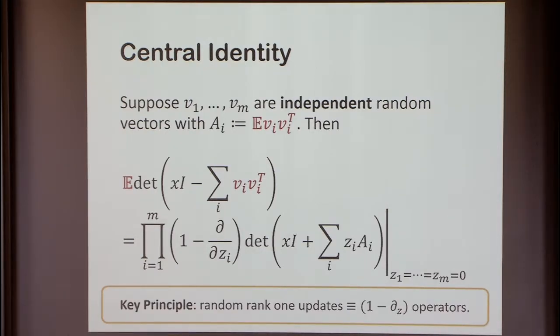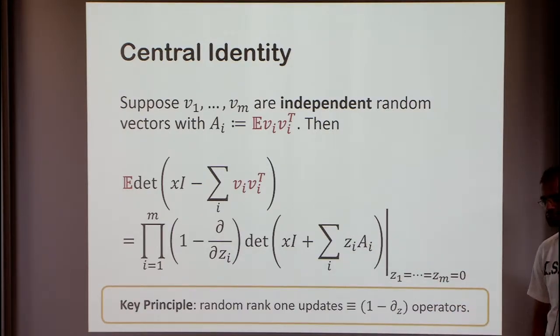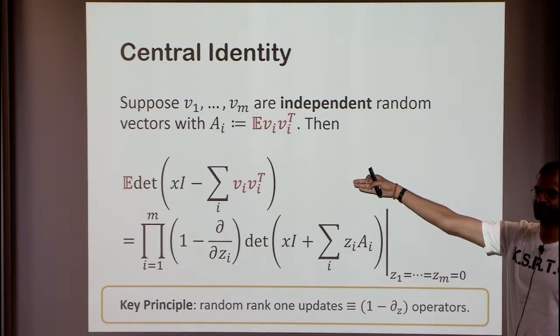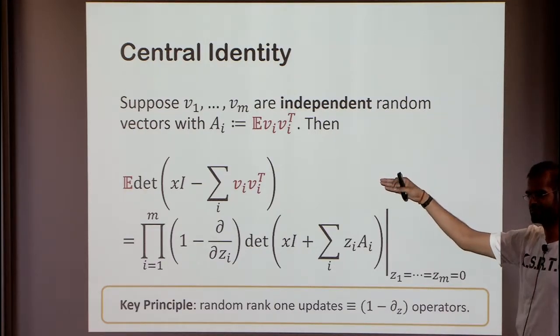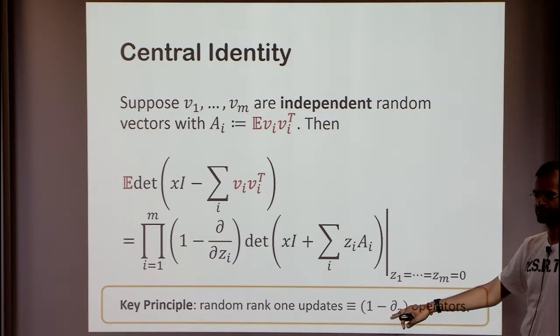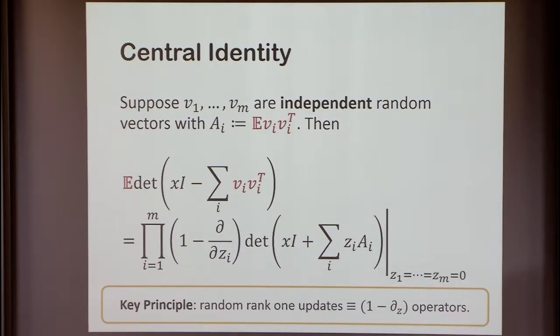Yes. So the A_i are not rank 1. No, the A_i can be anything. Your rank 1 update key principle applies nevertheless. Yeah, random rank 1 updates on the left-hand side. Adding independent random rank 1 matrices generates these differential operators, which give you this representation for this polynomial. Rank 1 is very important. It's super false for rank 2.